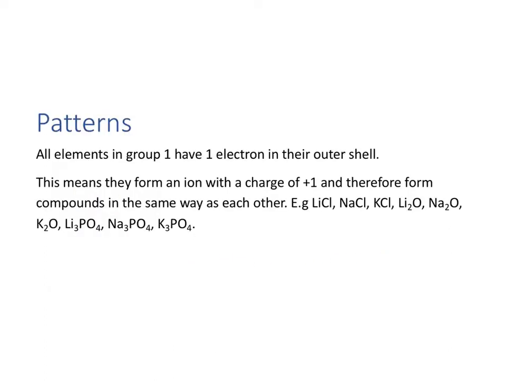Let's look at the patterns of the chemical properties. Now we know from the previous slide that all elements in group 1 have 1 electron in the outer shell. When it forms an ion, that means that it loses that 1 electron and it ends up with a charge of +1. That happens to all of them. That affects how they all react and form compounds.